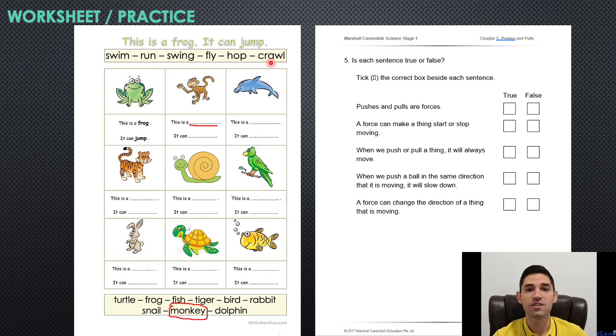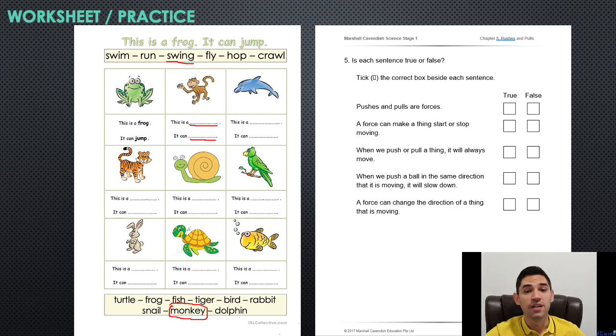What does the monkey do when he is playing from tree to tree, going back and forth, back and forth? He can swing. That's correct. The monkey can swing. So you're going to choose swing from here, and you're going to add it over here.